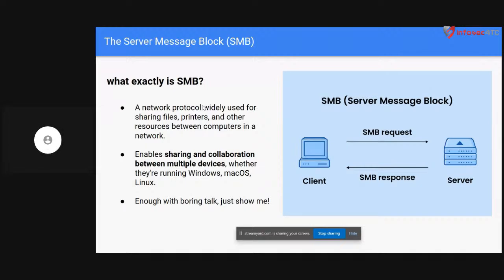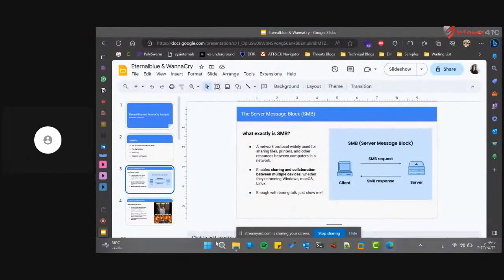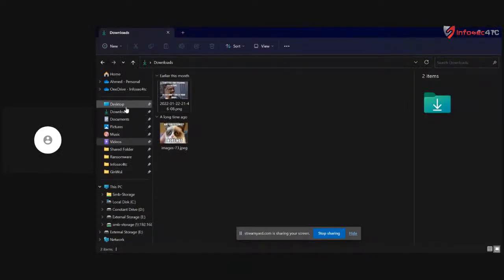And SMB, as I said, enables sharing and collaboration between multiple devices, and you can run the SMB on Windows and Linux and even macOS. And that is what makes SMB very powerful and at the same time makes it a valuable target for adversaries and attackers. So before we continue, let me show you how the SMB actually works.